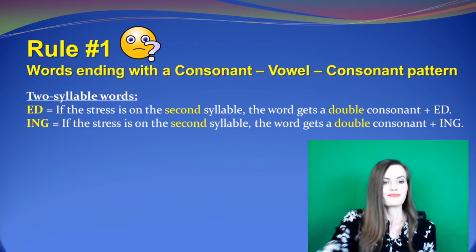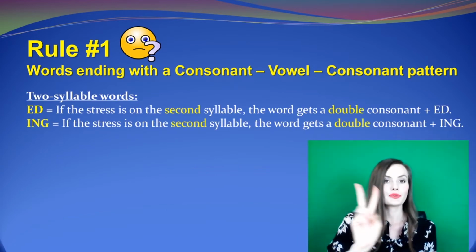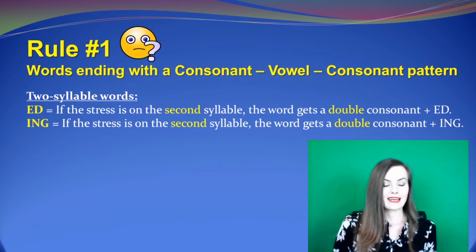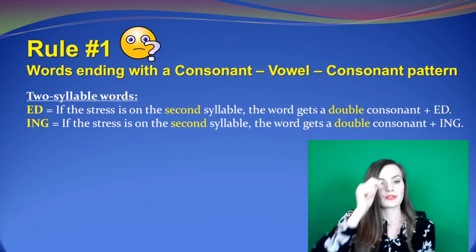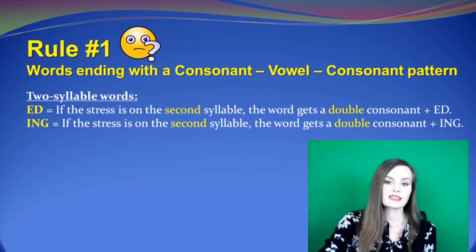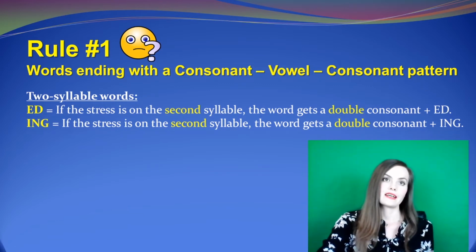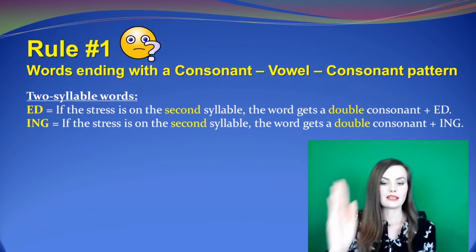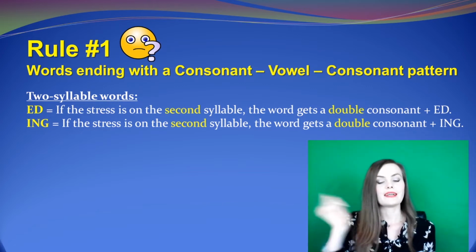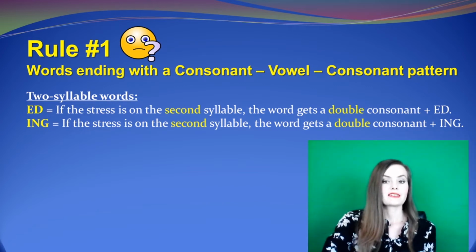Let's move next. So still we are working with two syllable words, but in this case, the stress in the words is on the second syllable. So, if the stress is on the second syllable, the word gets a double consonant plus ed. So, we need to double the last consonant in the word and then add ed. The same rule we apply when we want to add the ending ing. So, let's look at the examples and we'll understand it better.